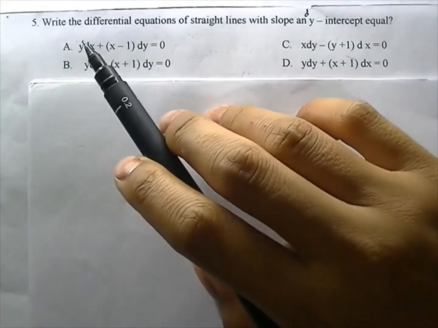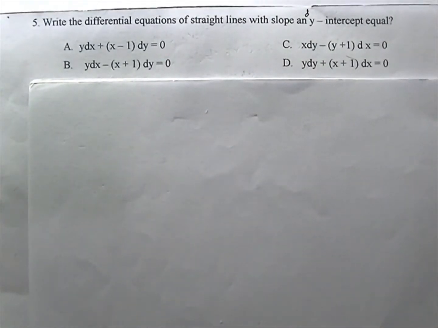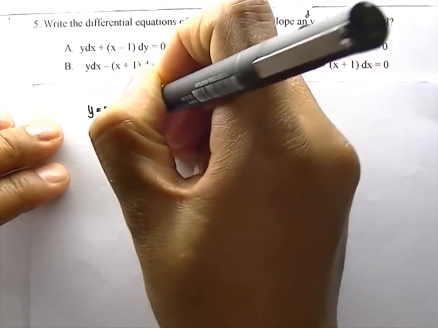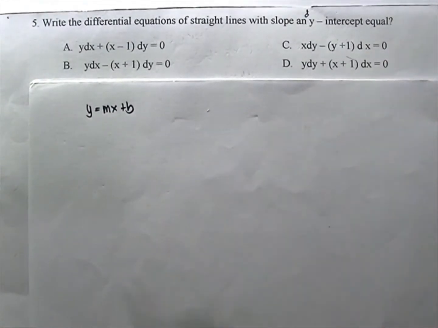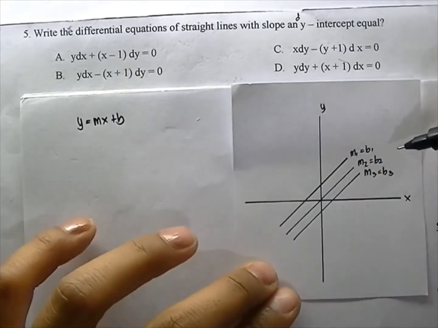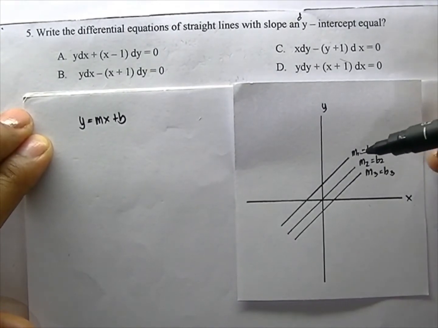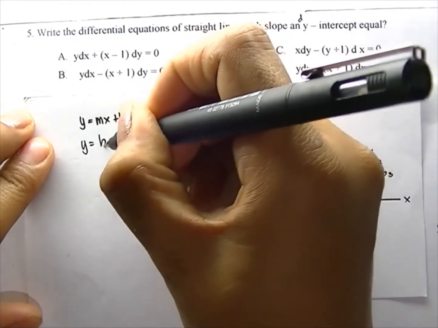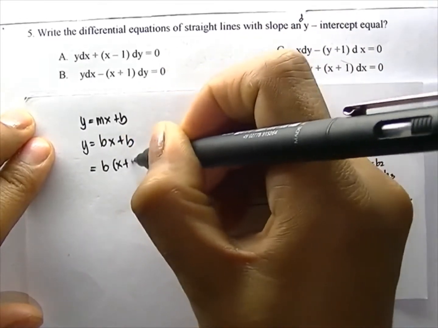So, number 5. Write the differential equation of a straight line with a slope and y-intercept equal. So, from our equation of the line, y equals mx plus b. And in this problem, we are given a slope and a y-intercept that are equal. So, our graph for this is like this. A slope and y-intercept equal, m equals b. So, we can substitute b for m in this equation. So, we have y equals bx plus b. Factoring out, we have b times x plus 1.